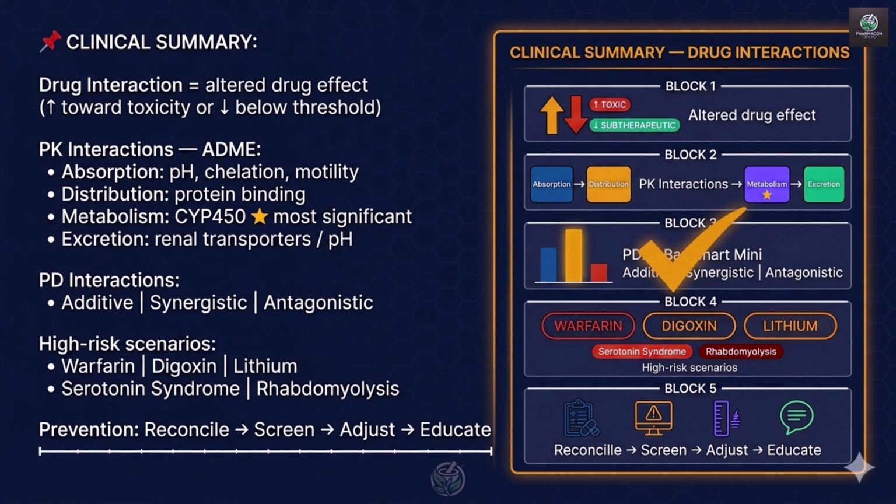Pharmacodynamic interactions act at the receptor or physiological level. Additive effects, synergistic effects, which can be therapeutic or dangerous, and antagonistic effects, which underpin life-saving antidotes like naloxone and flumazenil. The highest risk scenarios in clinical practice include warfarin interactions, digoxin and P-glycoprotein inhibitors, lithium with NSAIDs or diuretics, serotonin syndrome from serotonergic combinations, and rhabdomyolysis from statin-fibrate combinations. Prevention requires complete medication reconciliation, systematic interaction screening, dose adjustment, timing strategies, and consistent patient education.